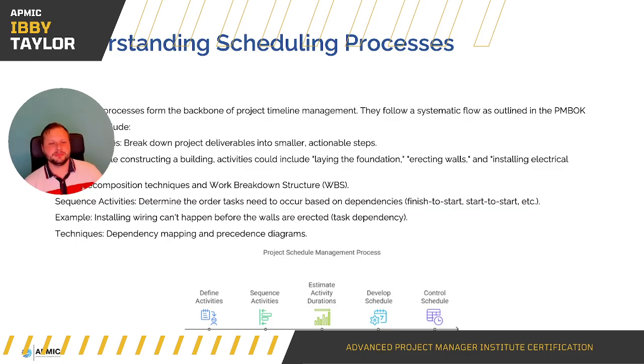Sequence activities. Determine the order tasks need to occur based on the dependencies. Finish to start, start to start, etc. In that example they just gave us, laying the foundations comes first. Without that, erecting the walls can't happen. So in your schedule, you're going to have laying foundation first, you're going to have erecting the walls second, and the why behind that is because one is dependent on the other. So installing wiring can't happen before the walls are erected.